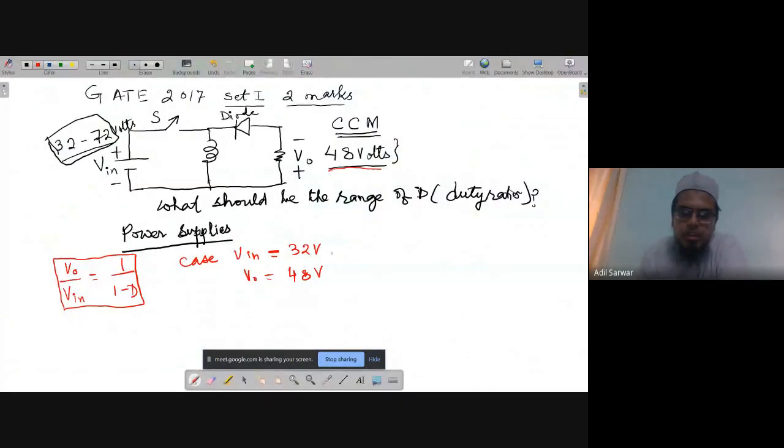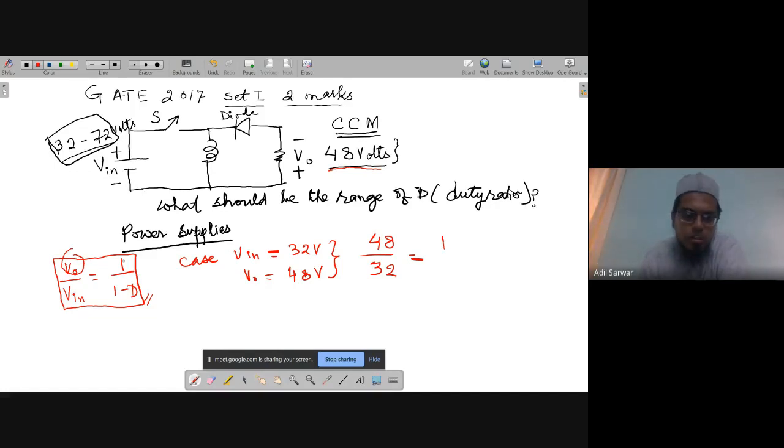Okay, so from these two conditions, we can easily find out D. So just put 32, sorry, not 32. The output is 48. So put 48 here. So it becomes 48 divided by the input, which is 32, and this is equal to 1 upon.